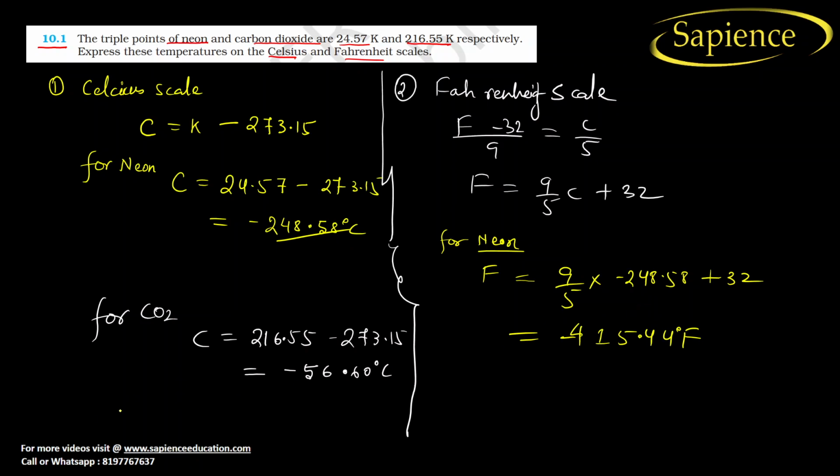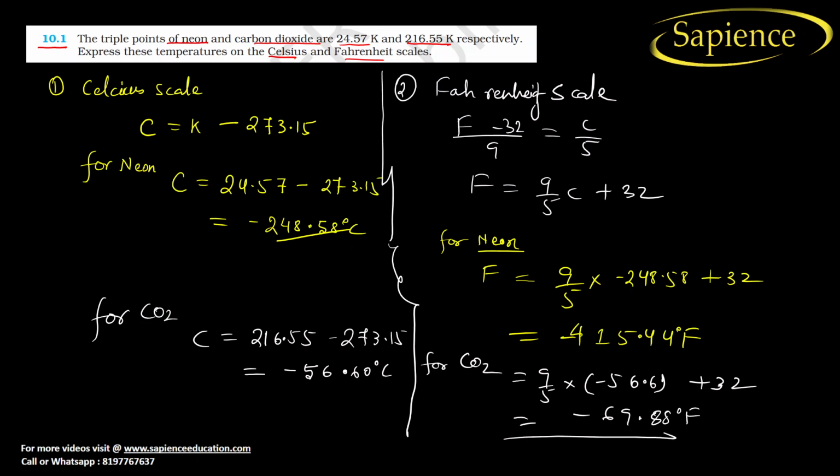Now let us see the CO2 case. For CO2, it will be equal to 9 by 5 into minus 56.6 plus 32. This will be minus 69.88 degree Fahrenheit. So I hope you have understood this. Now let us jump to the next question.